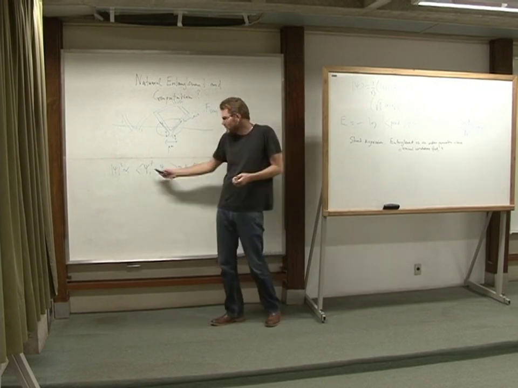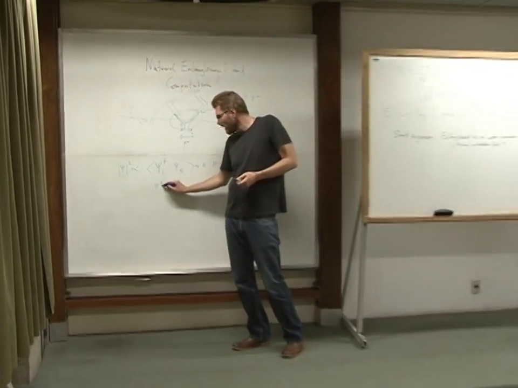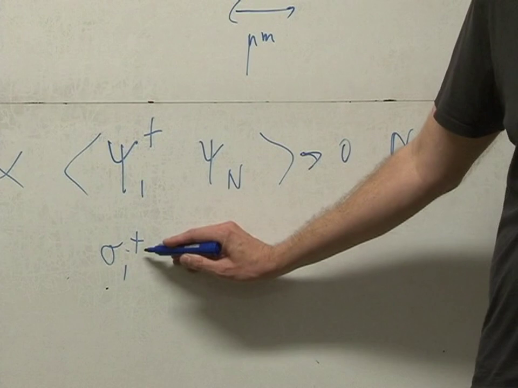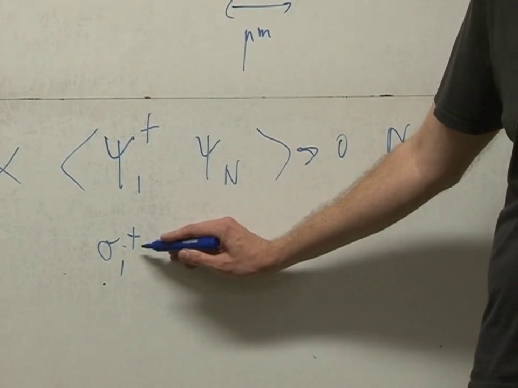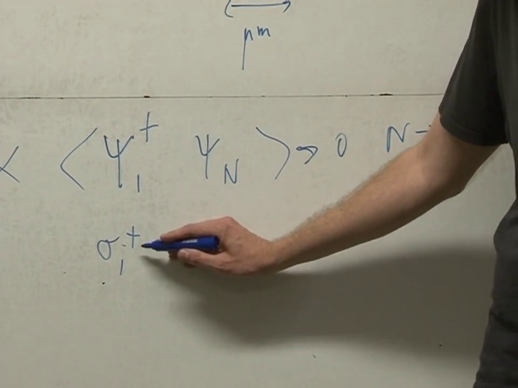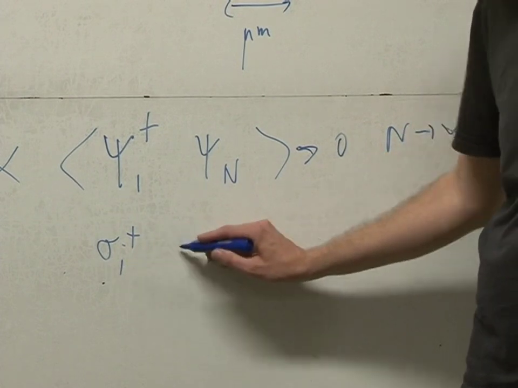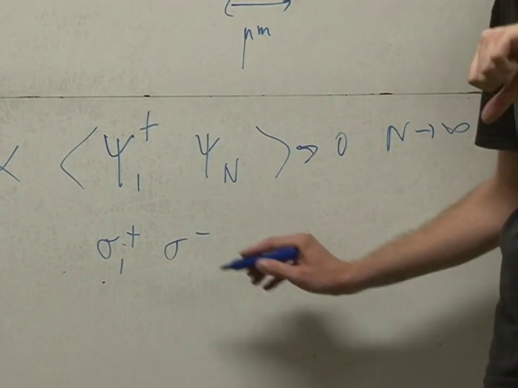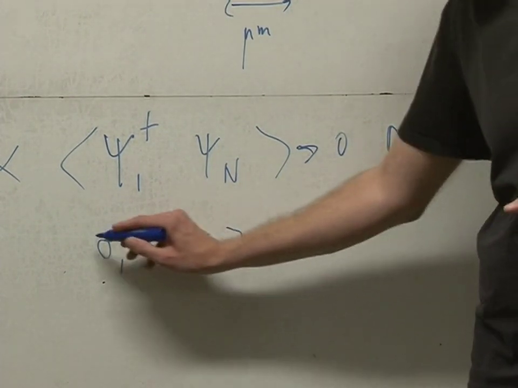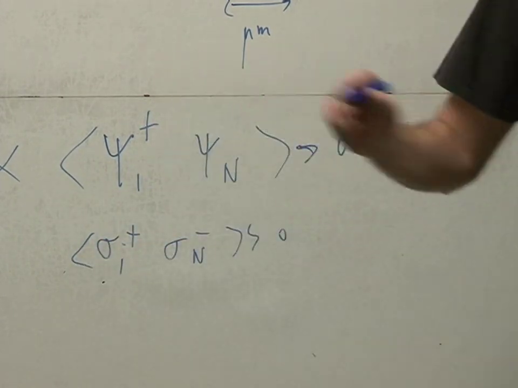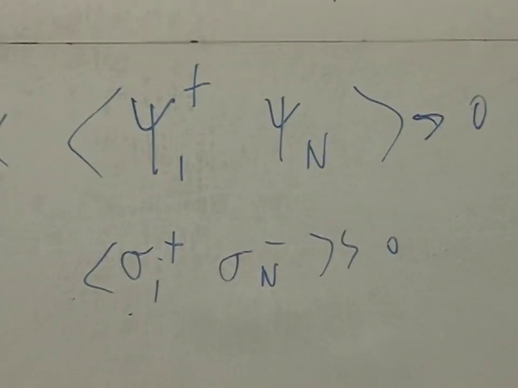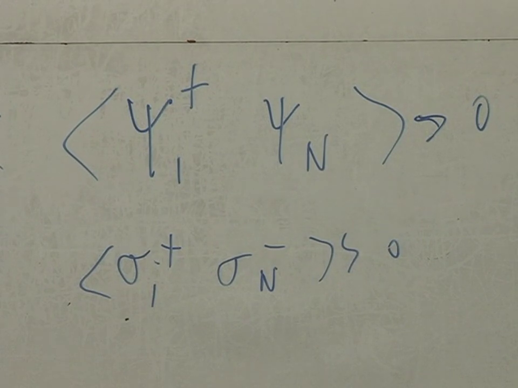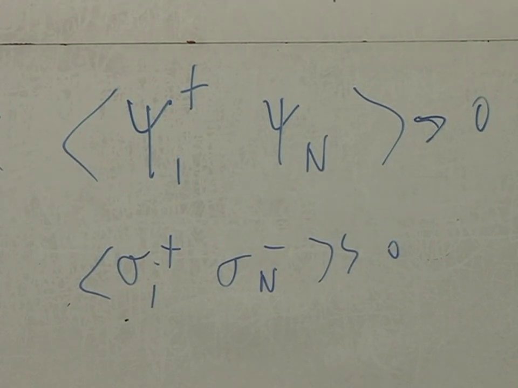Okay? In magnetic systems, this would look something like: flip a spin, sigma plus, from down to up at point one, and flip a spin down at point n. And the question again is whether this is a positive number or not. And if it is, you are in the ordered phase. If it's not, you are in the disordered phase, above the critical point, and so on. So here is what solid state physics is like.